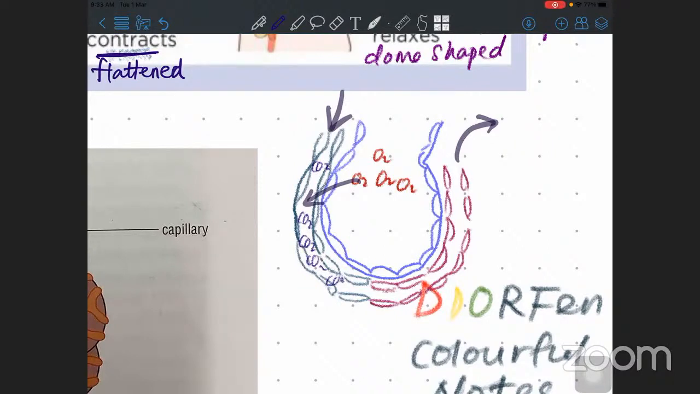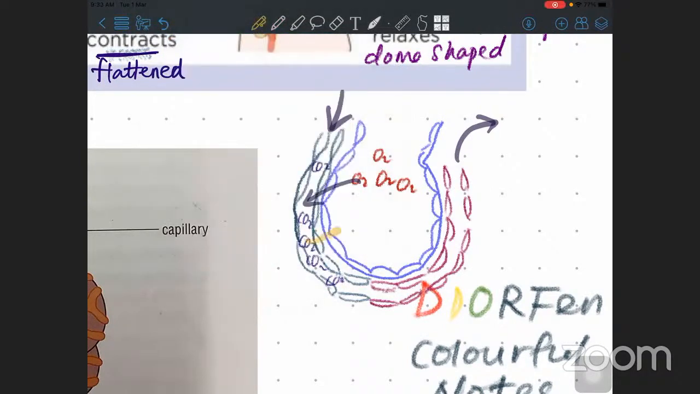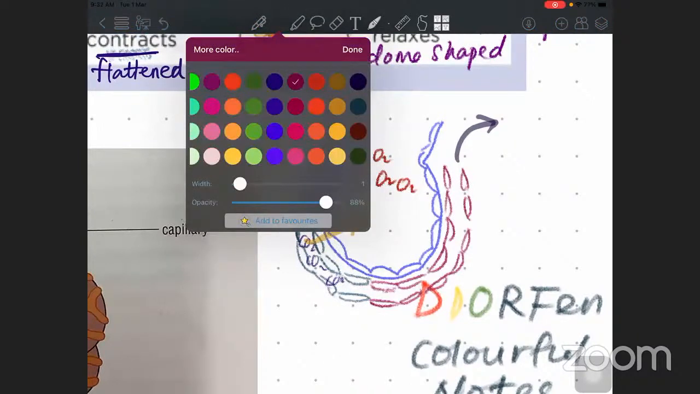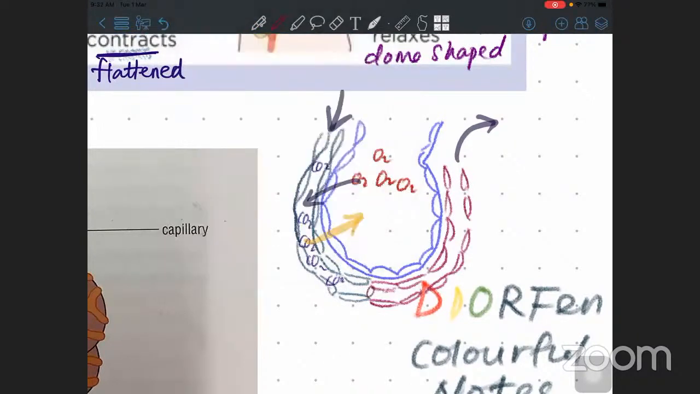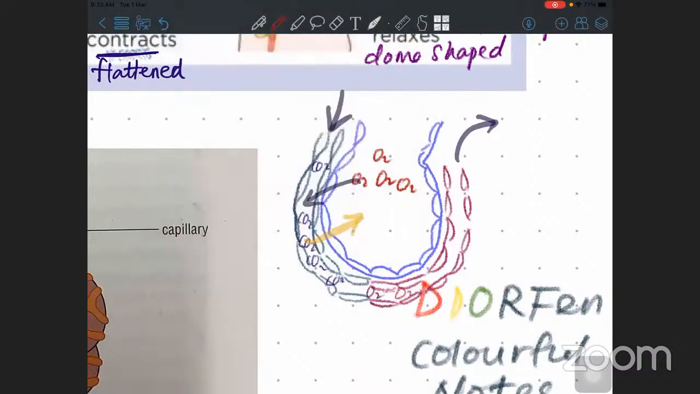So this CO2 will also diffuse into the alveoli. Okay. After this process, this capillary will now have a high concentration of O2.